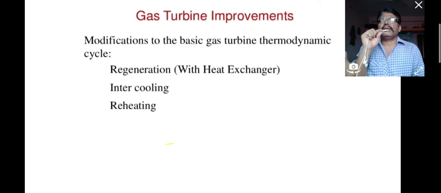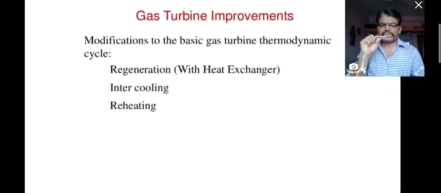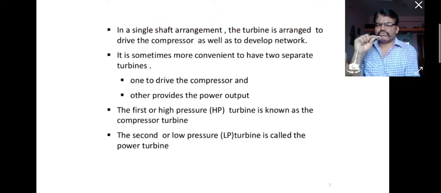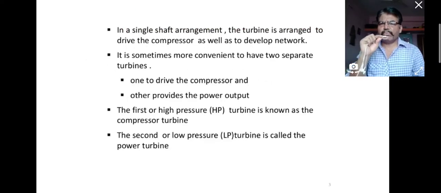The gas turbine improvement. Now our basic topic today we have selected is gas turbine improvements. So these are the methods: modification to basic gas turbine thermodynamic cycle, that is regeneration. It can be with a heat exchanger. Then the next one is intercooling, and the next one is reheating. These are the basic methods on which we can come to the improvements.